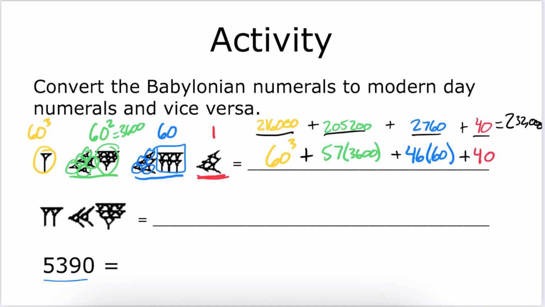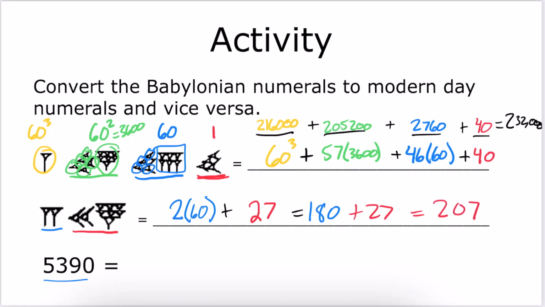And then the second Babylonian number is a little bit easier because this part basically means that you have 27 ones, and then you have 2 groups of 60 because that's the second place value. And 2 times 60 is 120. And then if you add that to 27, that looks like that should equal the modern day number 207. And so that would be the Babylonian number for 207.